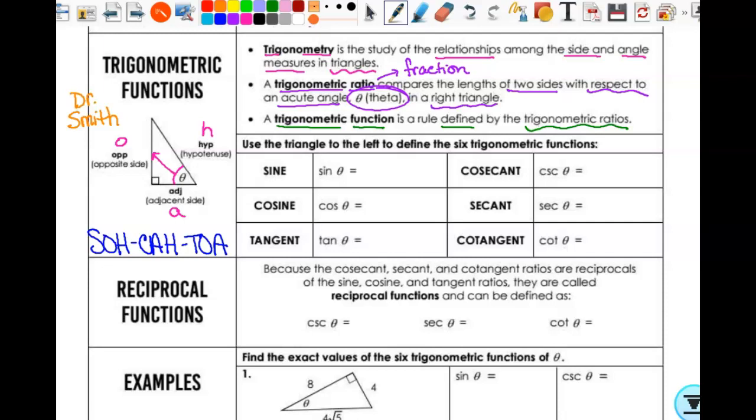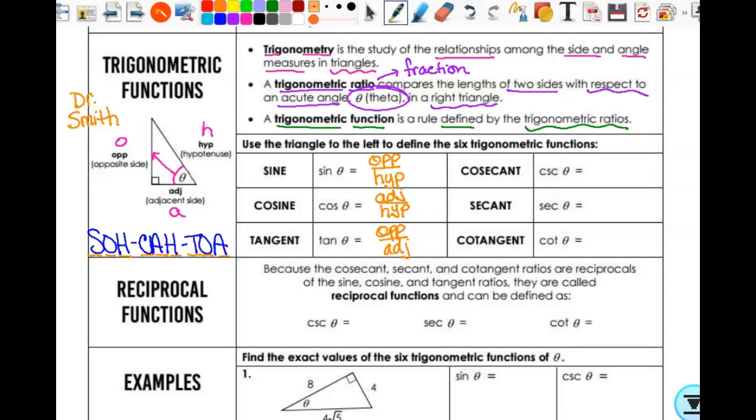Okay, so the way SOHCAHTOA works, your sine ratio, sine of theta, sine of some angle, you always take the sine, cosine, or tangent of an angle. It's equal to a ratio of sides. This means sine is opposite over hypotenuse. Cosine is adjacent over hypotenuse. Tangent is opposite over adjacent. It's that easy.